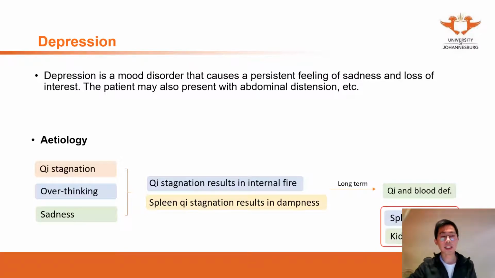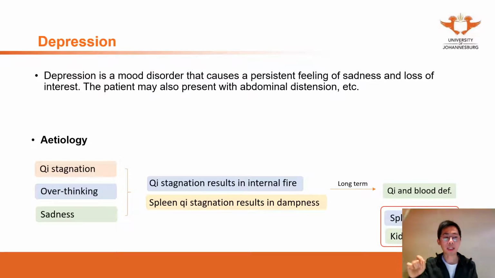Depression, firstly, is related to the emotions related to the 脏腑 organs. The first one, liver, the stagnation. The stagnation is very important. It is one of the most important causes of depression or anxiety.